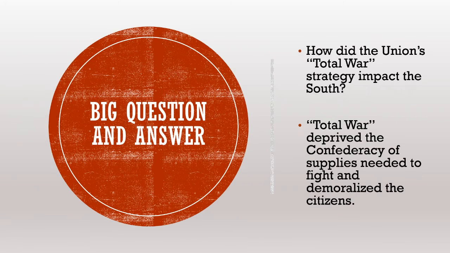So our big question and answer: how did the Union's total war strategy impact the South? Well, total war deprived the Confederacy of supplies needed to fight and demoralized the citizens. As we saw with our foragers, the fear that their homes would be utterly destroyed or ransacked, although it didn't always happen, existed amongst them. Keep that in mind, guys, as we move forward and come closer and closer to the end of the conflict.